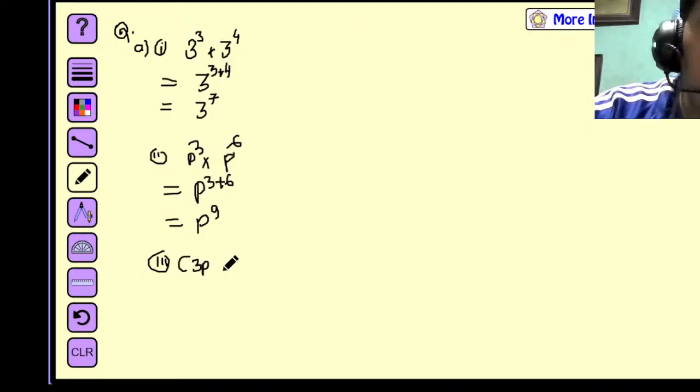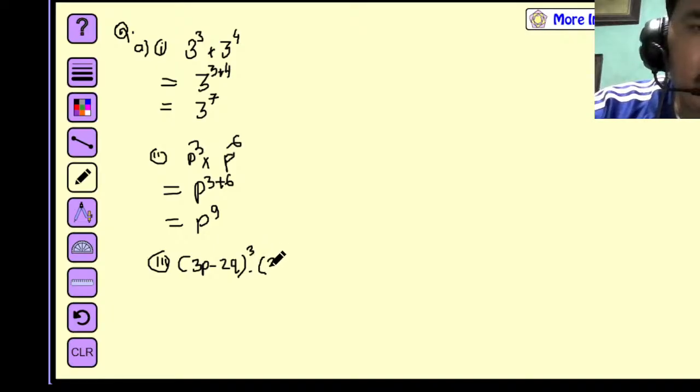3p minus 2q. Okay, its whole power is given 3 and multiplied by this, and another also given there 3p minus 2q.